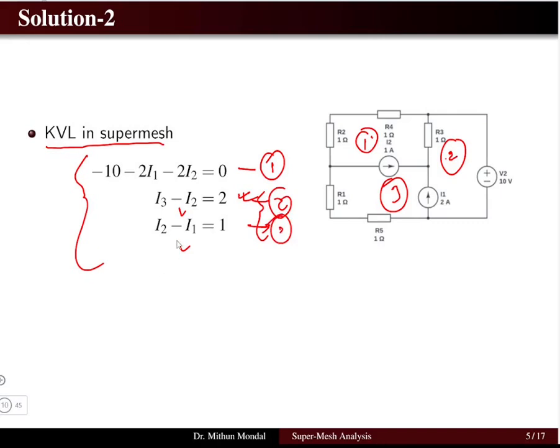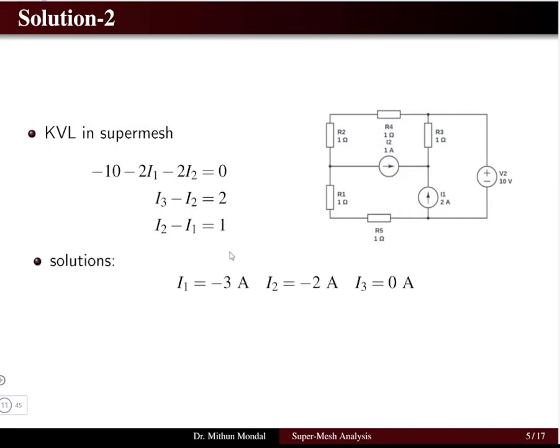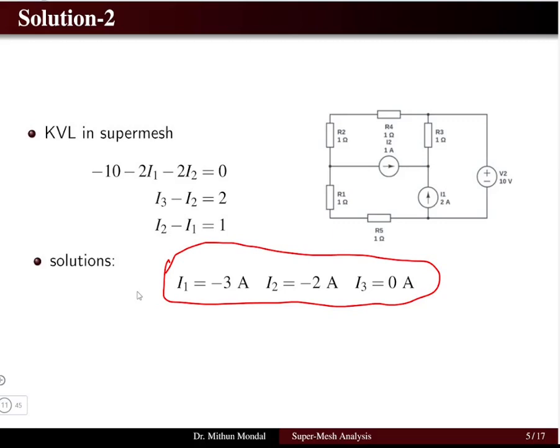So we have 3 equations in 3 variables, and we can get the solution for the loop currents in the 3 meshes. So I1, I2 and I3 we can get, and once we have got I1, I2 and I3, we can determine the current that is flowing through the potential V2. Whatever current we have taken here, that current will be the current that is flowing through the potential V2.